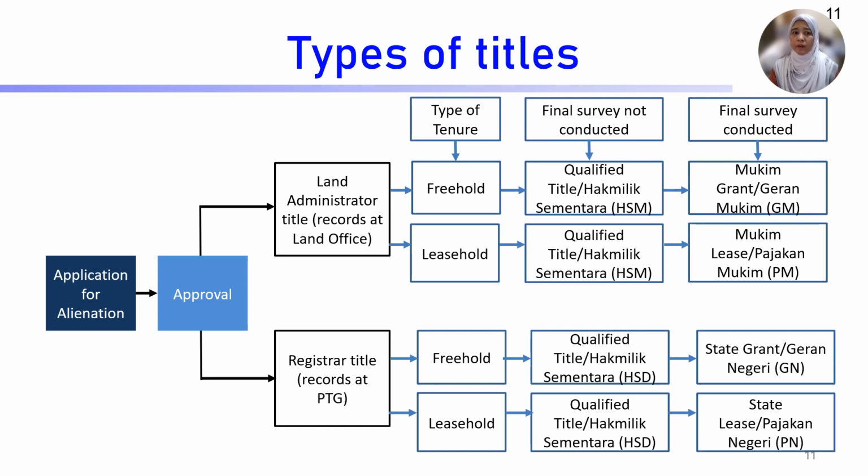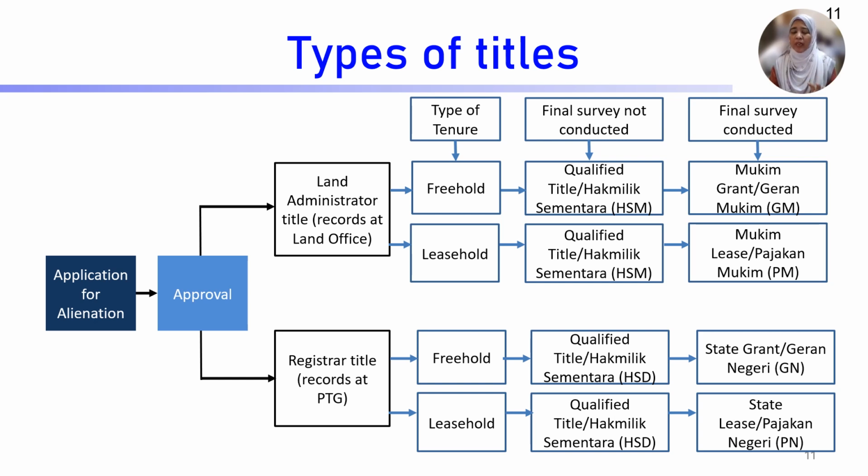Now, for the qualified title under land office, the name of the title will be HSM, hak milik sementara mukim, for both qualified title of freehold and qualified title of leasehold. Dua-dua pun sama, HSM, hak milik sementara mukim. But for the qualified title under PTG, for both freehold and leasehold, the qualified title will be under HSD. HSD is hak milik sementara daerah.